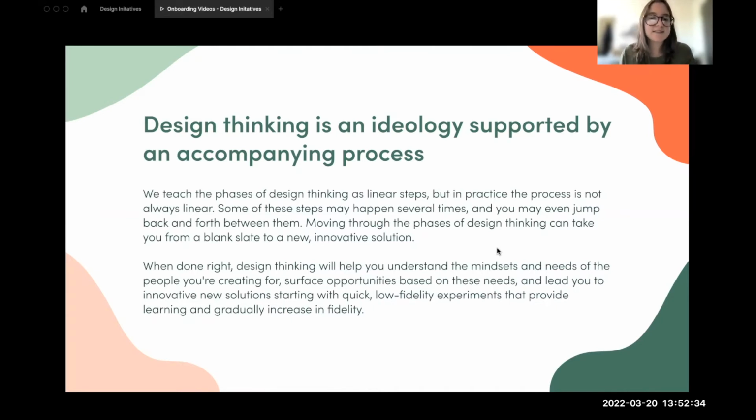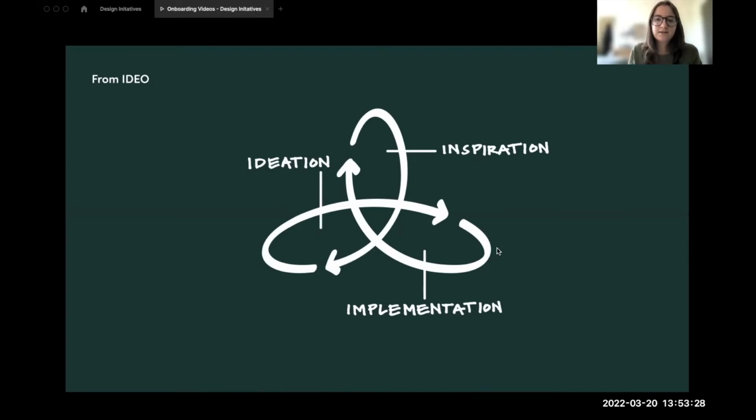When done right, design thinking will help you understand the mindsets and the needs of the people you're creating for, surface opportunities based on these needs, and lead you to innovative new solutions, starting with quick, low-fidelity experiments that provide learning and gradually increase in fidelity. Okay, so covering the absolute essentials from the design thinking process, the cornerstone principles of design thinking include inspiration, ideation, and implementation.